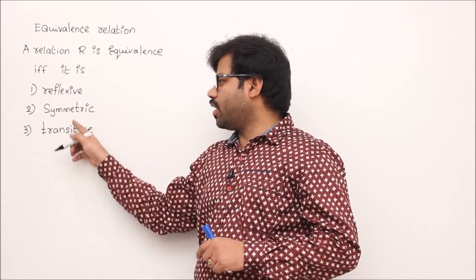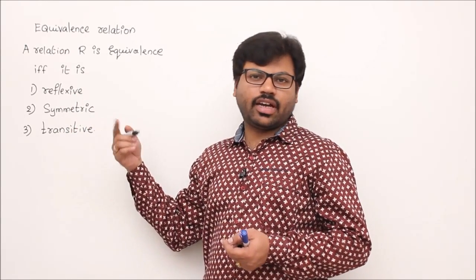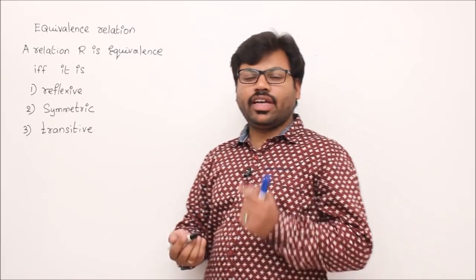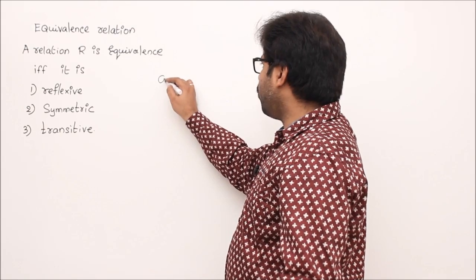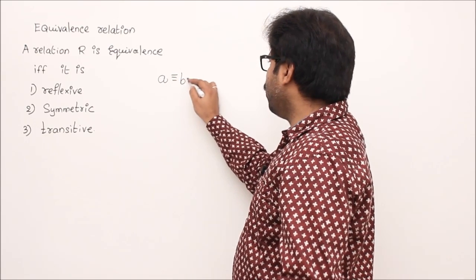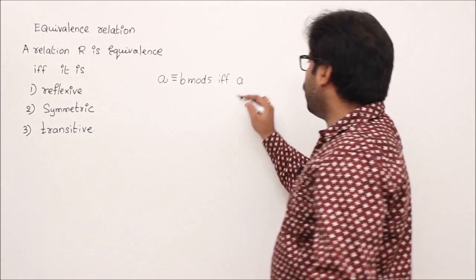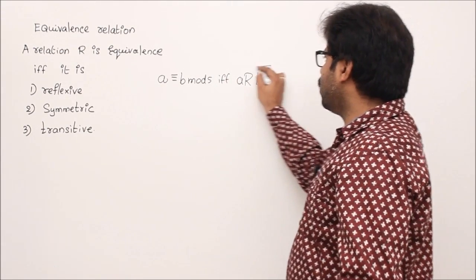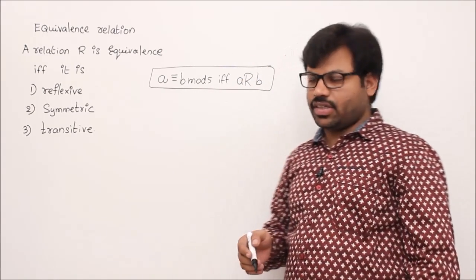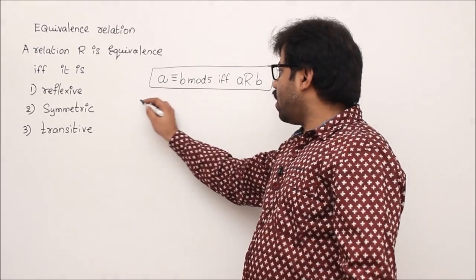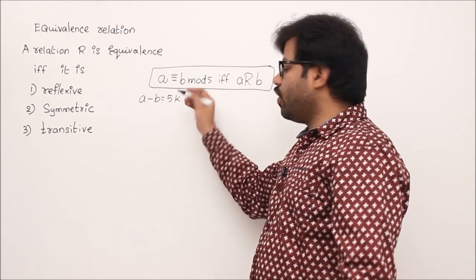Simply check these three properties. Already I taught you how to check whether a relation is reflexive, symmetric and transitive. Use it. We'll take one example and see it. Let me take the relation congruent modulo 5. A is congruent to B modulo 5 if and only if A is related to B. Is it an equivalence is the question. So we know that A is congruent to B modulo 5 if and only if A minus B equals 5 into an integer. We know that, right?